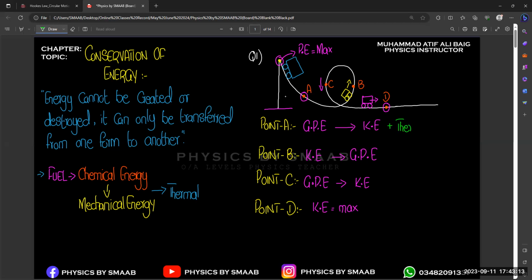Wait, I have a question. If I suppose this cart was standing stationary at a very high point, its gravitational potential energy will be maximum, right? Maximum, right? Okay, okay. I'm just asking.